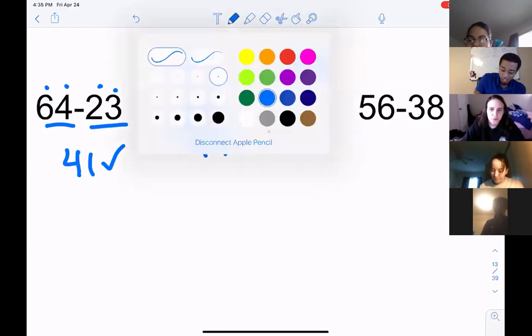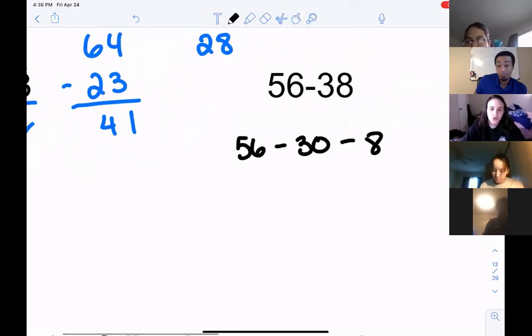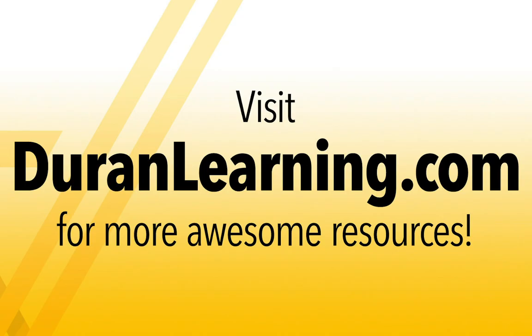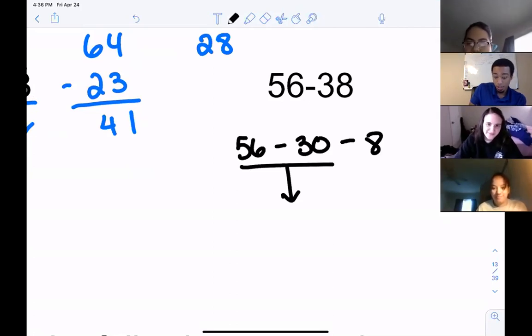I can say, hey, look, instead of 56 minus 38, I can say 56 minus 30 and then minus the 8. Perfectly allowed to do that, because if you do 56 minus 30, everybody, what is 56 minus 30? I'm waiting, guys. 56 minus 30, boom. 56 minus 30 is 36. Or whoops, 26. Yeah, so 26.